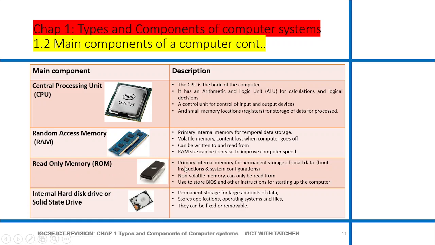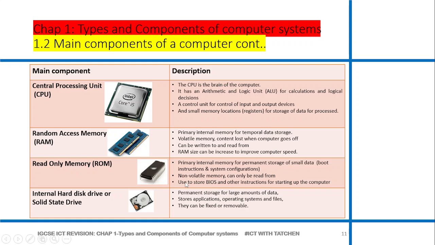ROM. That one is also a primary internal permanent storage, so you can store data permanently as opposed to the RAM. You could be asked to compare the RAM and the ROM. You should know that the RAM stores data temporarily, while the ROM stores data permanently. Also, the RAM, the ROM can only be read from. You cannot write to the ROM, but the RAM you can read or write to.